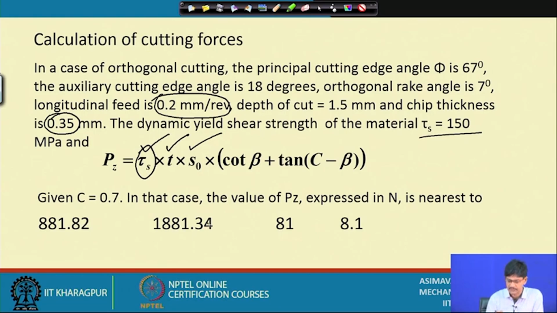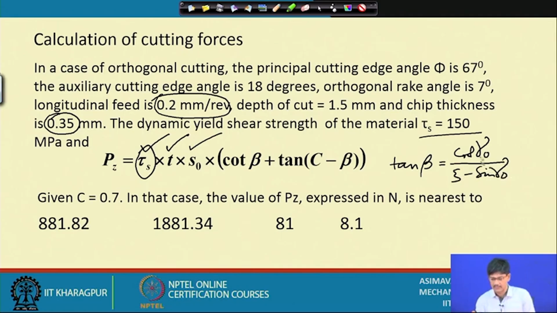What sort of equation am I going to use? We have solved it just now. So, I just write it and I understand that we can solve it. Cos gamma O divided by zeta minus sin gamma O. But this raises a question, are all these things provided? We definitely need orthogonal rake, which is given. So, this is all right.